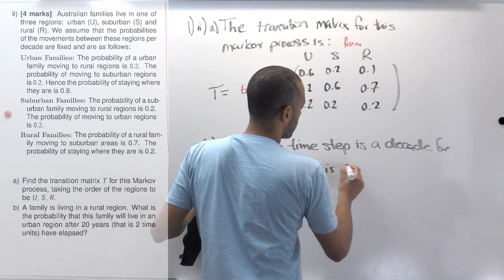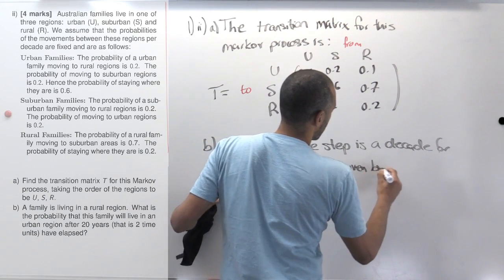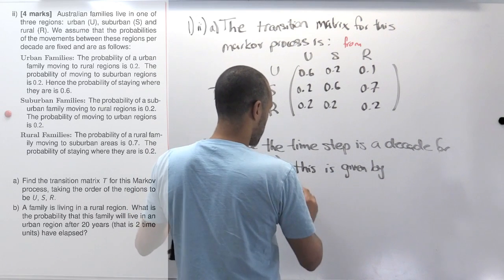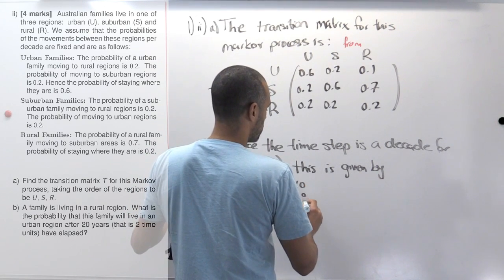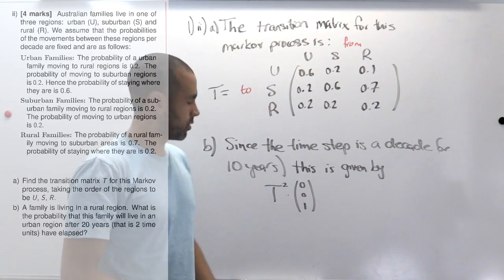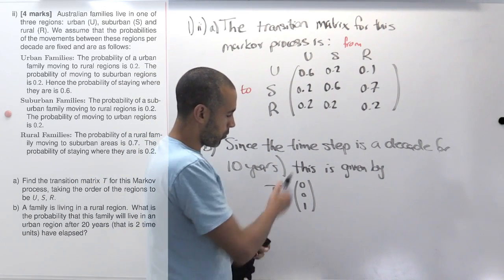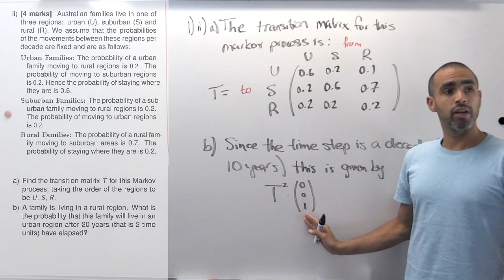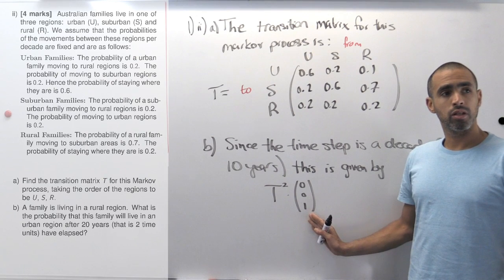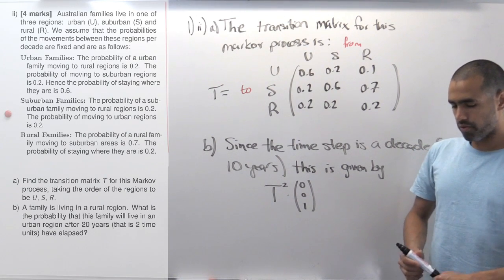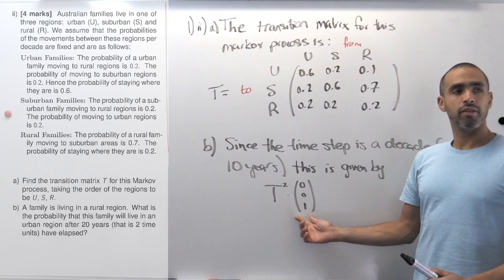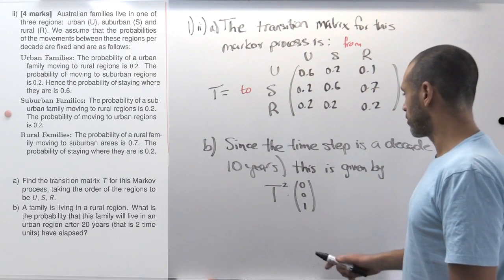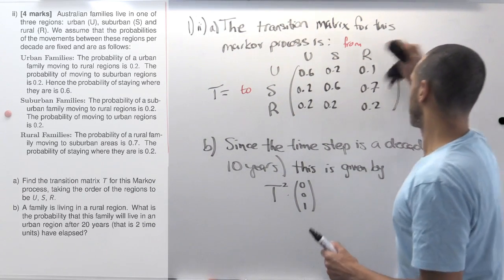This is given by T squared times the matrix 0, 0, 1. Why is it 0, 0, 1? Well, it's 0, 0, 1 because my family starts off rural. So it starts off rural, so it lives in the rural area with probability 1. Okay, so I'll rub this off and then carry on there.